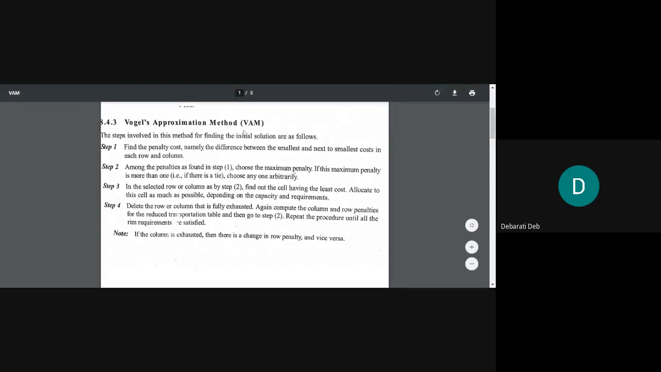Okay, and in VAM also you will see the same thing. You will see that the allocation process is same, allocation method is same. That means how much to assign, where to assign and how much to strike off, that will be same, but the cell to be selected for allocation, that process will change here again.